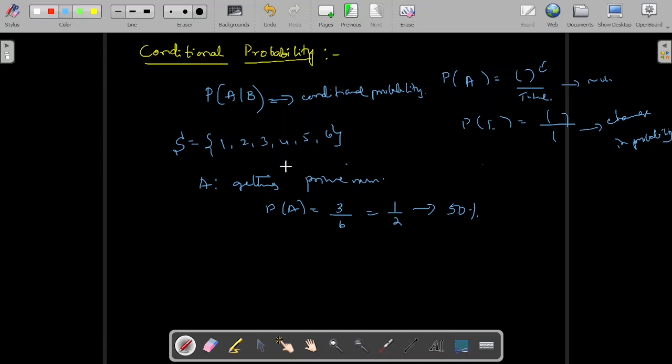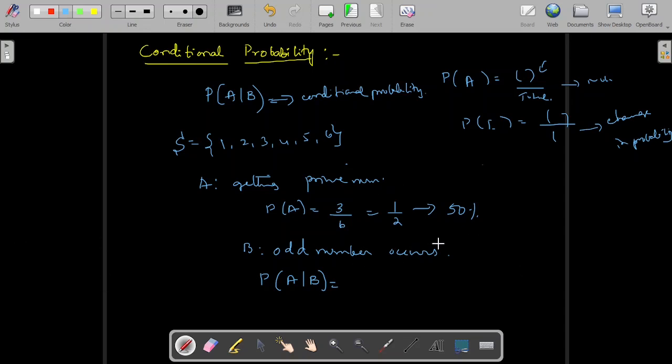Now instead of this, I will mention a condition. I have thrown a die and I got an odd number. So in this case, will this affect the probability of the event A? That is P of A given that B has occurred. I have thrown a die and I already got an odd number. You have to find out the probability of getting a prime number in this case.